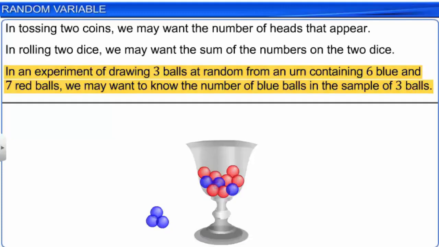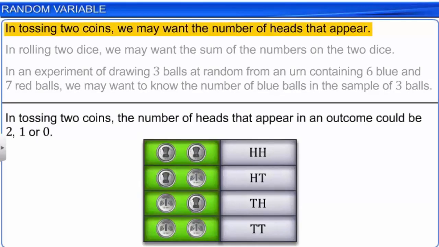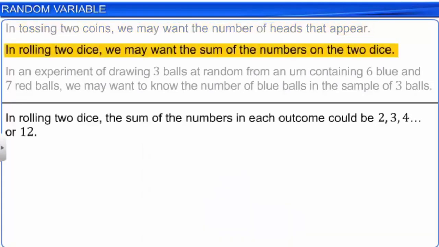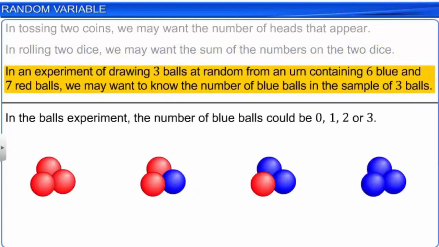In all the cases, a rule can be assigned to each outcome of the experiment so that the outcome is a real number. For example, in the first example, the number of heads that appear in an outcome could be 2, 1, or 0. Similarly, in the second example, the sum of the numbers in an outcome could be 2, 3, 4, and so on till 12. In the third example, the number of blue balls in an outcome could be 0, 1, 2, or 3.